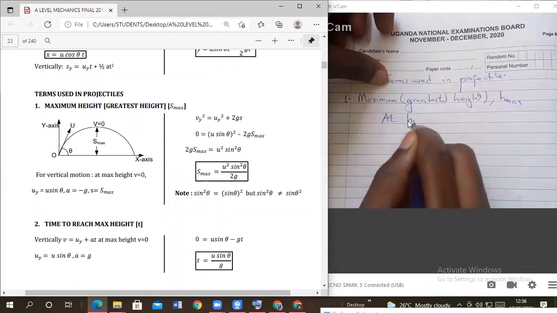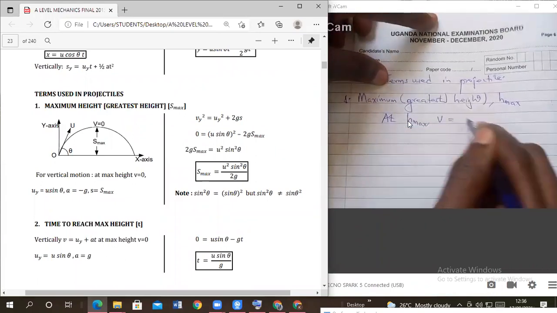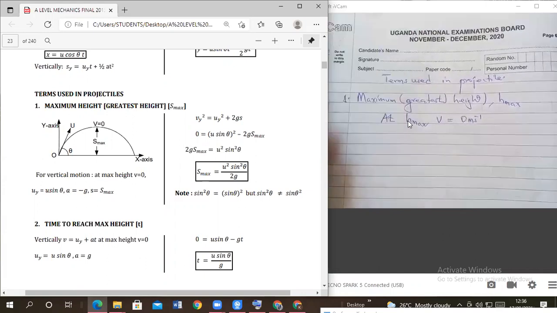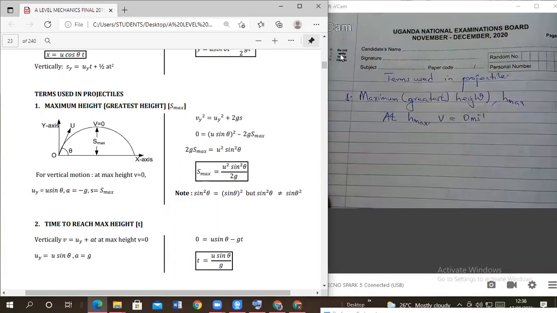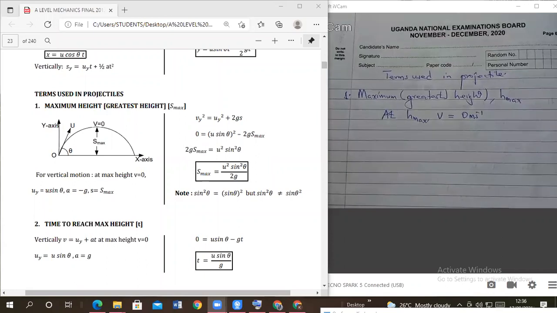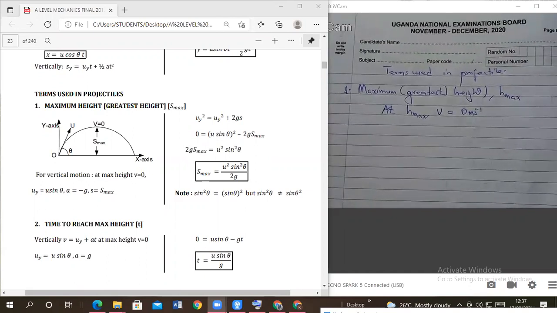We said at maximum height, the final velocity is equal to 0 meters per second. Stephen, Sandra, do you remember that? We said at maximum height, the final velocity is 0. If the final velocity is zero, let's go back to our equation of motion.